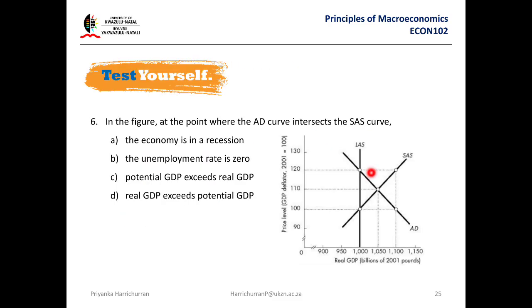So this point over here, where AD intersects short-run aggregate supply, this means, let's see. Real GDP exceeds potential, because real GDP is this. So real GDP now is 1050. Potential GDP is 1000. So obviously it exceeds it.